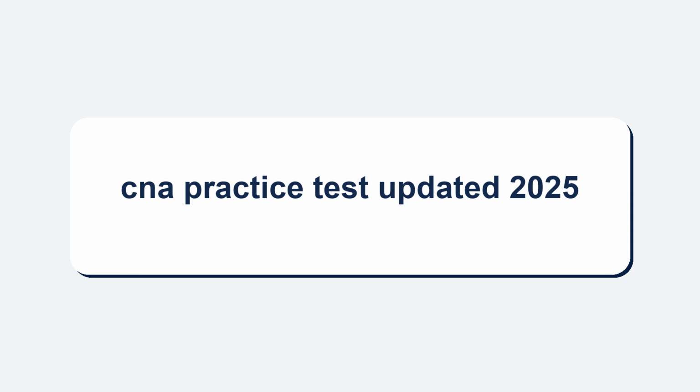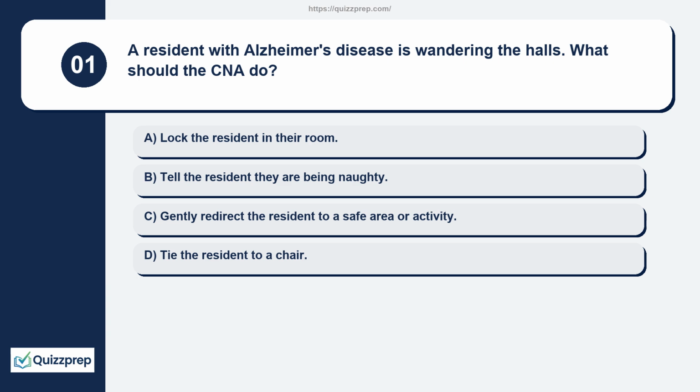CNA Practice Test Updated 2025. Question 1. A resident with Alzheimer's disease is wandering the halls. What should the CNA do?